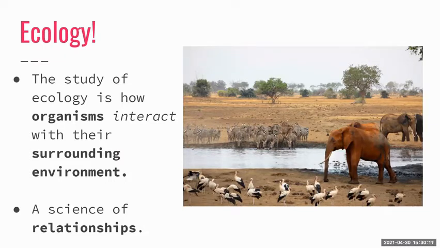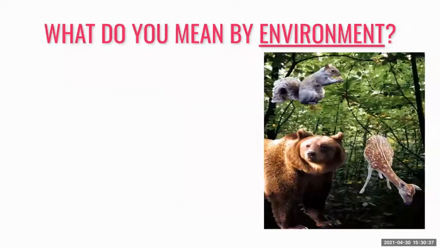Ecology is the study of how organisms interact with their surrounding environment. So it's a science of relationships. How do organisms interact with other organisms? How do animals interact with other animals? How do plants interact with other plants? How do animals interact with plants? And of course, how do all of those interact with non-living parts of their environment? So those are all things that we'll cover in the next few weeks.